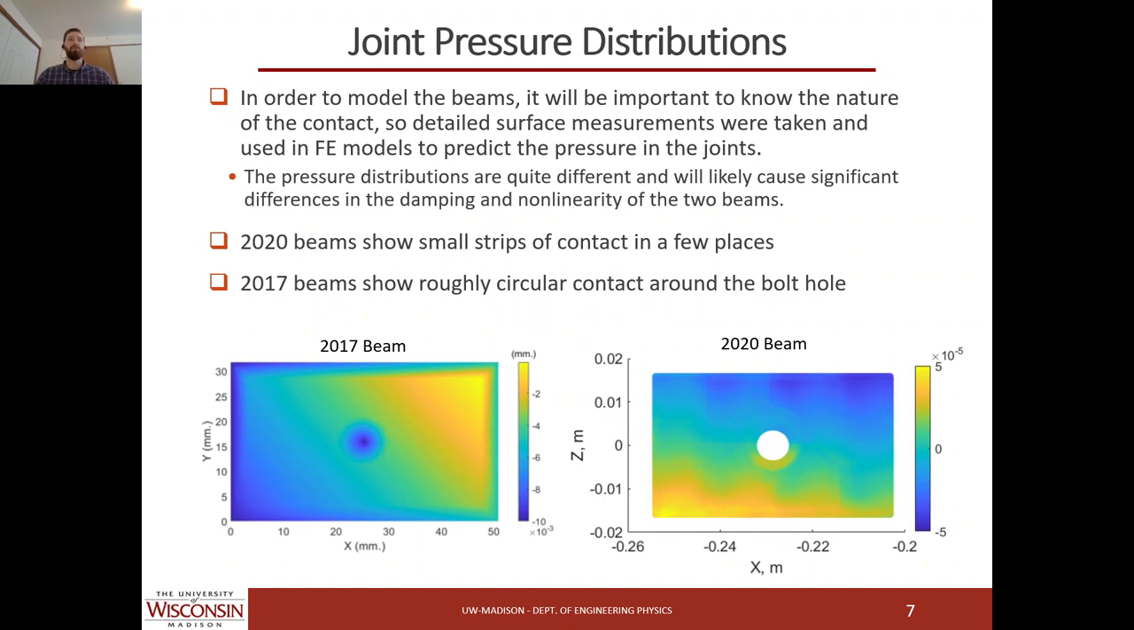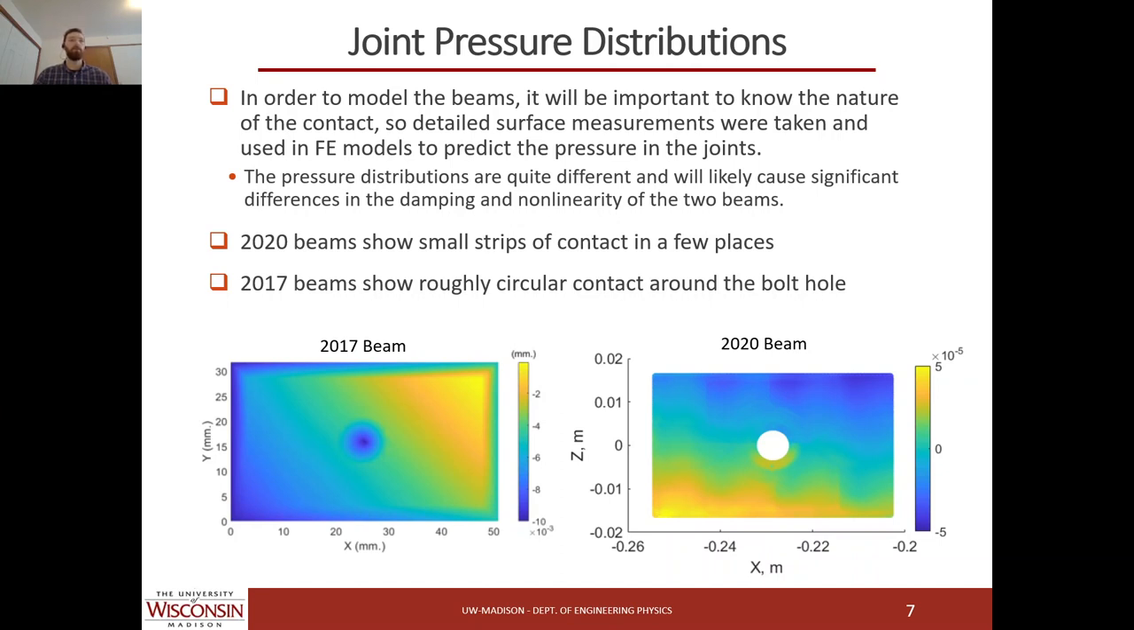Here I'll take a brief detour to talk about joint pressure distributions. As we'll soon see, these pretty similar beams will show some really different nonlinear properties. So we wanted to fully characterize what we think is the main contributor to those discrepancies, and that is the joint topology and the pressure distribution within the joint. As I said before, the nonlinearity is caused by frictional slipping within the joint, so you can probably guess that the shape of the contact and the distribution of the pressure will have a pretty significant effect on how the nonlinearity occurs.